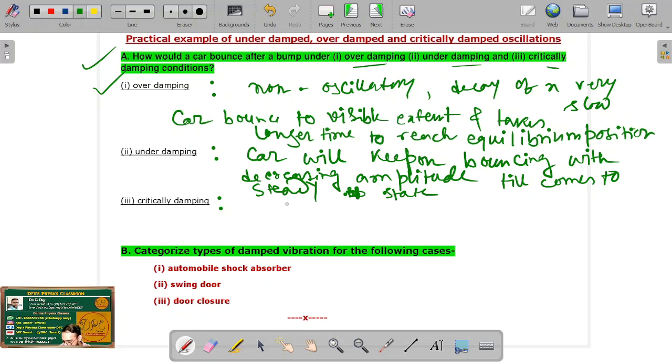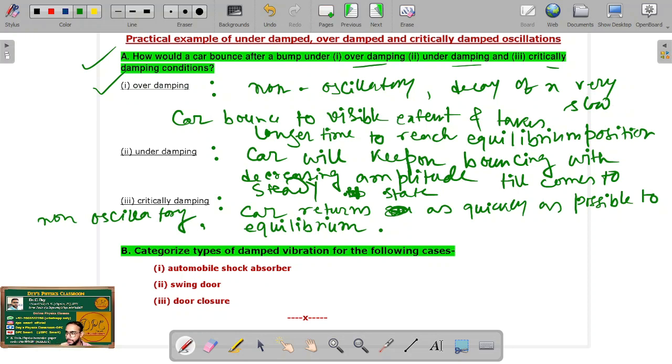Third one, when it follows a critically damped vibration, then what will happen to the car? In case of critically damped vibration, the motion is non-oscillatory in nature, but it will return back to the initial position of rest, and the displacement will follow a very fast decay. That means the car will return to its position of equilibrium as fast as possible. So this is the practical example for a bouncing car under overdamped, underdamped and critically damped conditions.